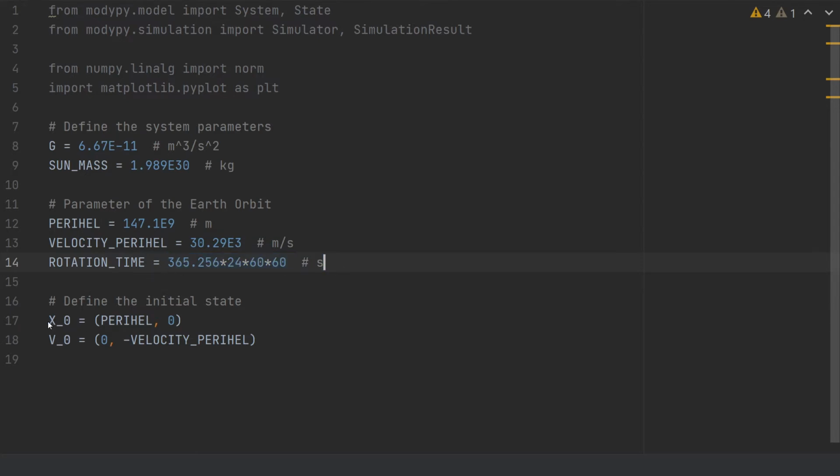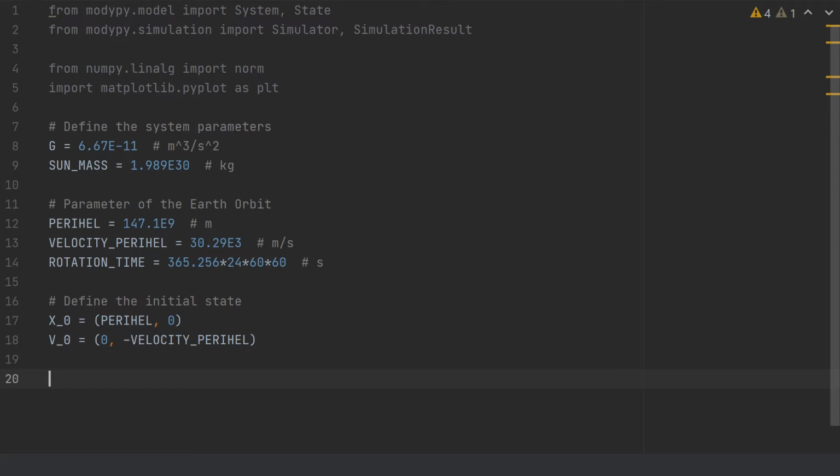And based on that, we can define our initial state. So the position shall be in the perihelion, and the velocity shall be that of the perihelion point. And this negative sign ensures that our Earth is rotating the correct way around the sun.